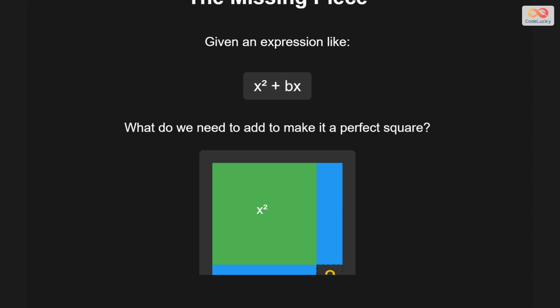Now, imagine you have an expression like x² + bx visually. This is like having the x² piece and two rectangles of area bx/2. There's a small corner piece missing to make a complete square. Our goal is to find the area of this missing piece.